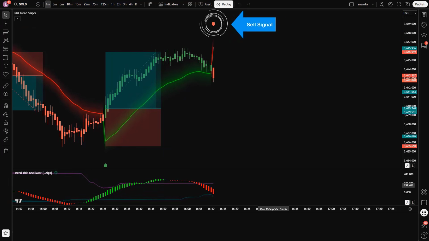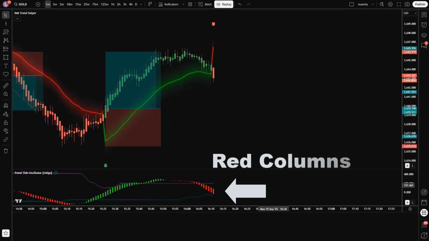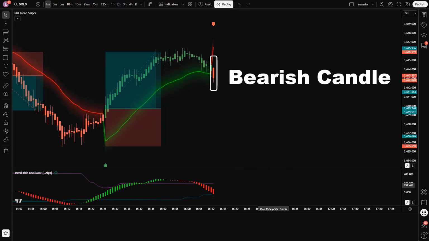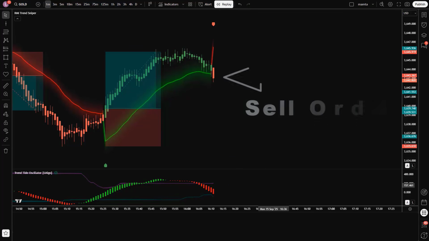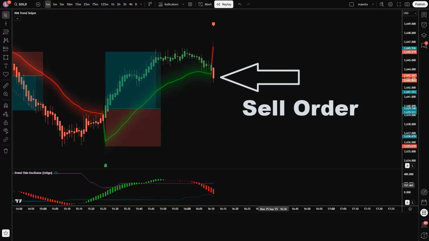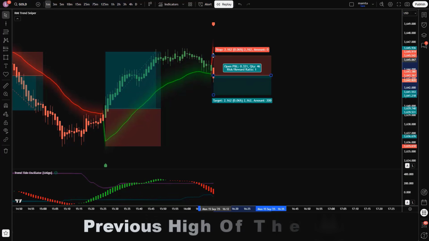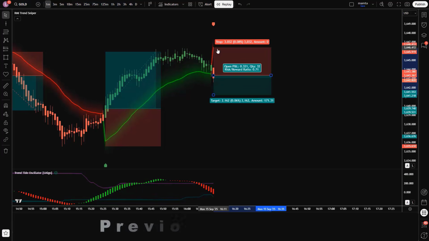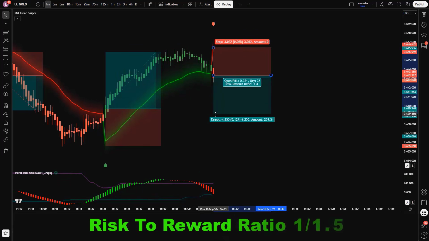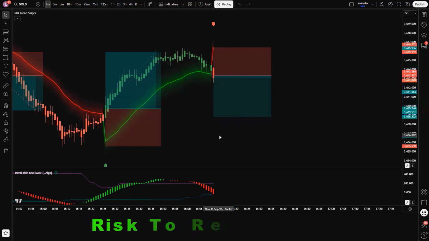Here the RMI Trend Sniper indicator gives us a sell signal. Here the Trend Tide Oscillator indicator shows red color columns. Here the market forms a bearish candle. So all our conditions are fulfilled, then we will place a sell order. Our stop loss is the previous high of the market, and the risk to reward ratio will be 1:1.5.